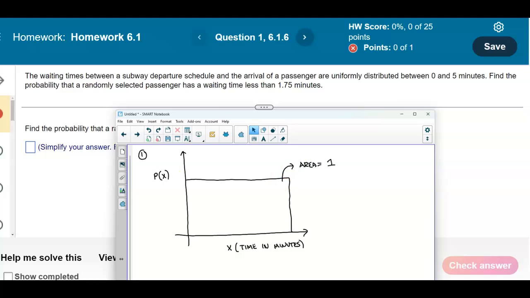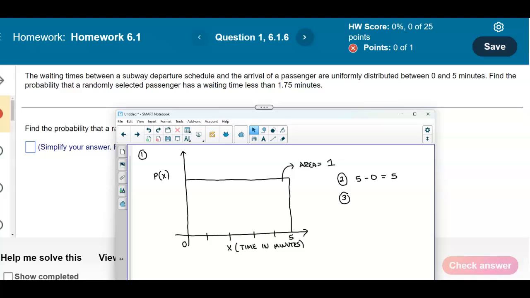Now, the length of the uniform distribution is the difference between the maximum and the minimum values. So it's going between 0 and 5 minutes. So we have 1, 2, 3, 4, and then 5. That's the first thing we need to do, find the length of the uniform distribution. If we take 5 and subtract 0, that's going to give us 5 minutes.